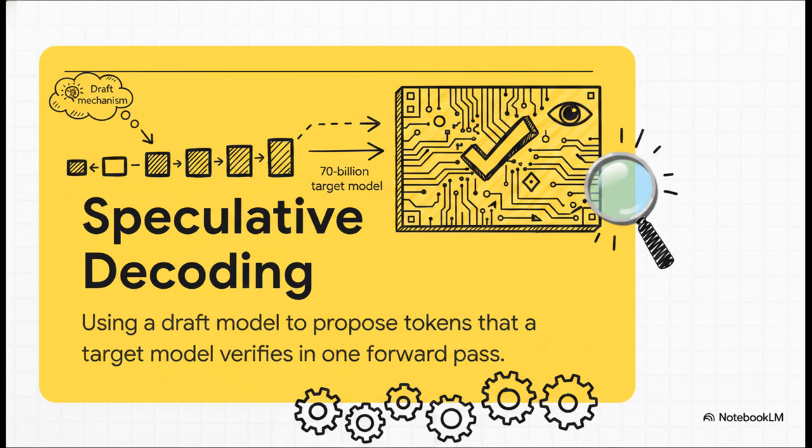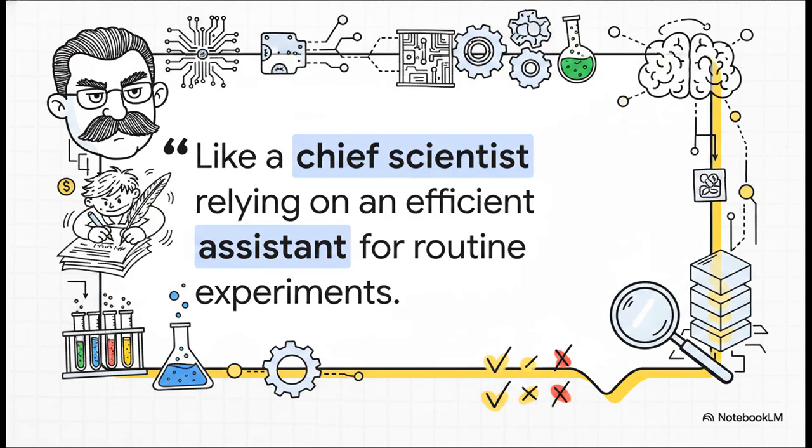Instead of forcing a massive 70 billion parameter target model to painfully generate every single word sequentially, we bring in a much smaller, lightweight draft model, maybe just 1 or 2 billion parameters, to guess a sequence of future tokens. Because it's tiny, it drafts incredibly fast. Then, the large target model takes all those guesses and verifies them all at once in a single, highly efficient parallel pass.